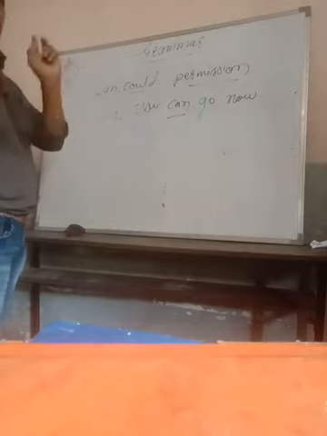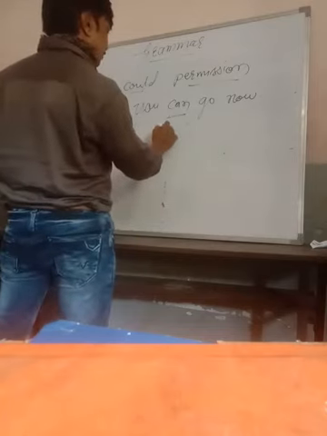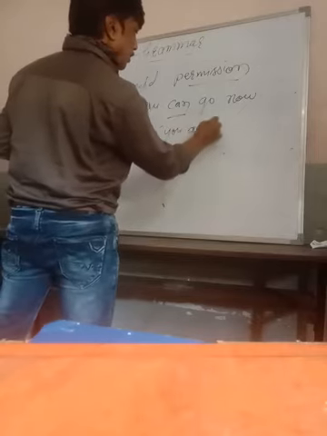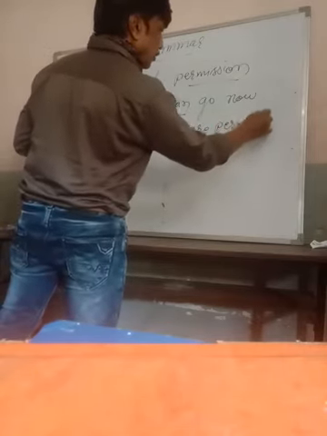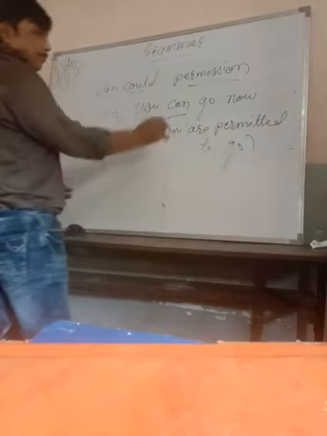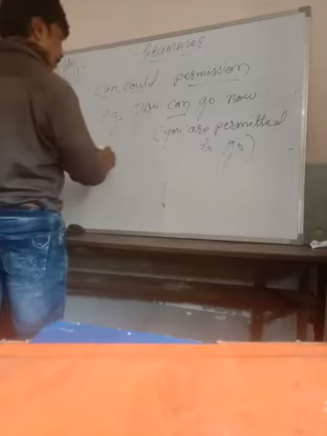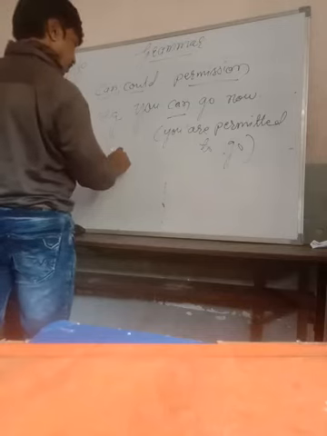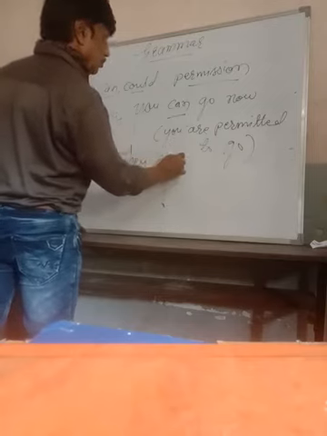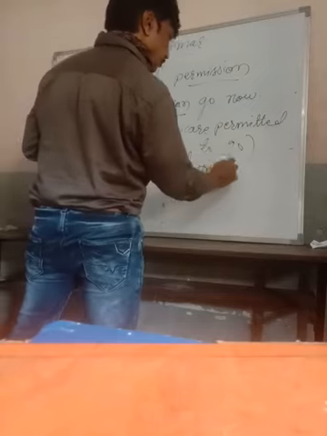So you can go now. Your work is over. You are permitted to go. The translation of this sentence can be: you are permitted to go. That way it means it is permission he gave for going. Another thing is that, they could join the class.